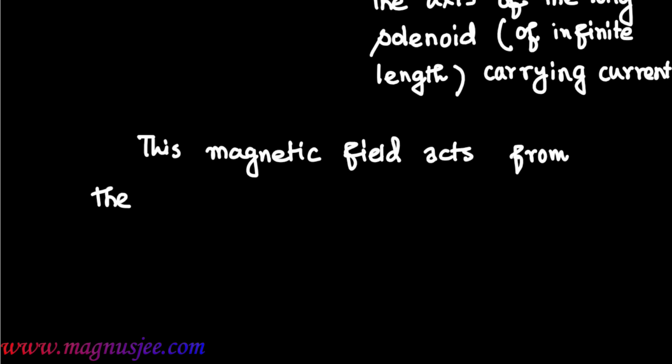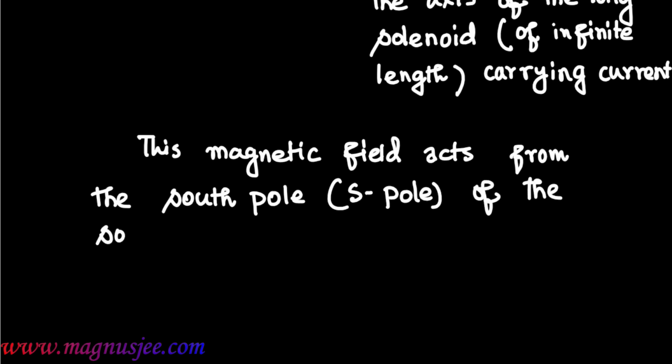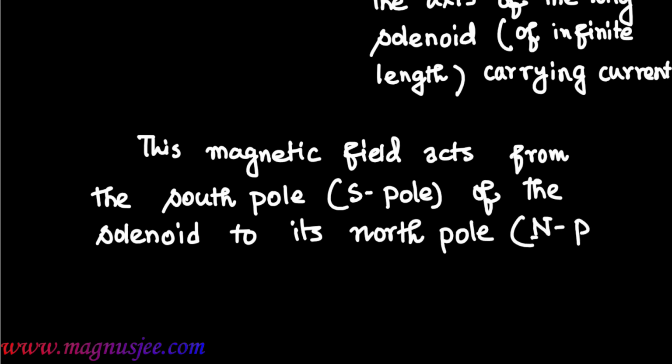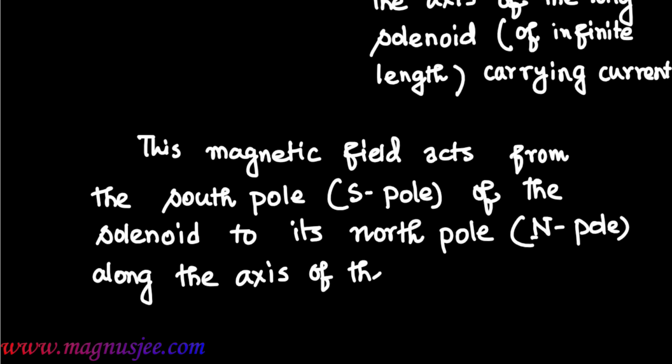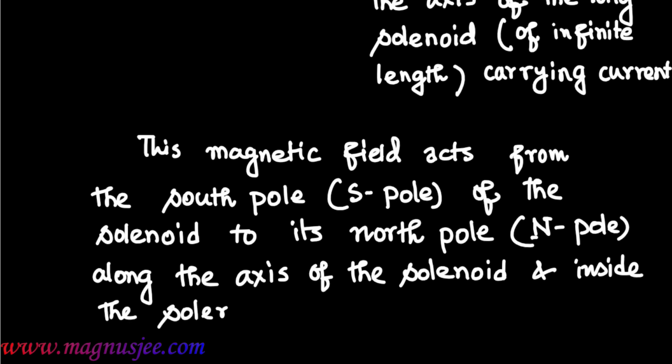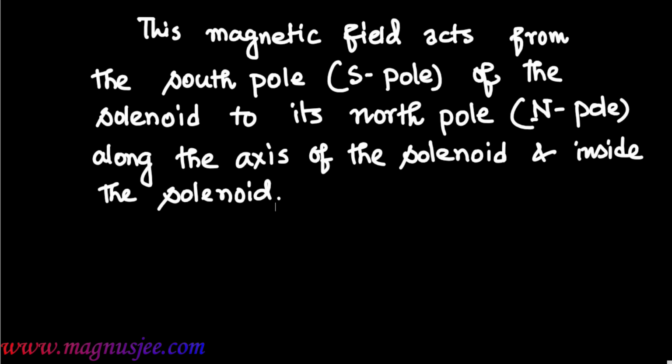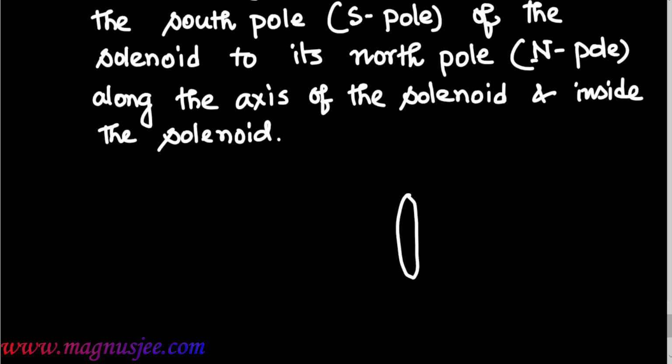This magnetic field induction acts from the south pole, S pole, of the solenoid to its north pole, N pole. And it acts inside the solenoid along the axis of the solenoid. Magnetic field induction acts from south pole to north pole.